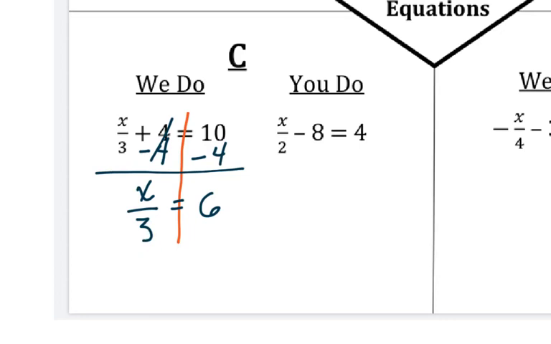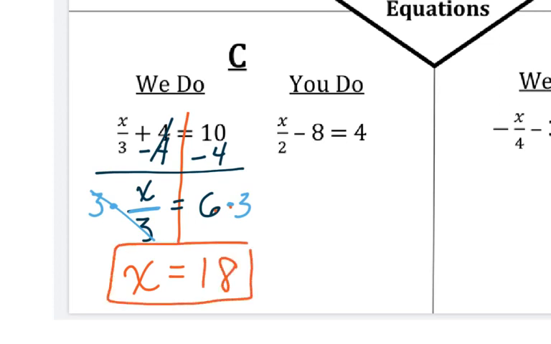So as we did on the last worksheet, to undo division, the opposite or the inverse operation of division is multiplication. So I need to times 3. If I times 3 on the left, I need to also times 3 on the right. Multiplication and division will cancel each other out, leaving us with x equals 6 times 3, which is 18. So using that same type, go ahead and try the you do for part C.